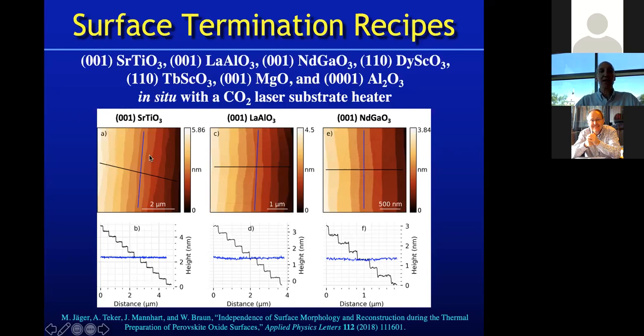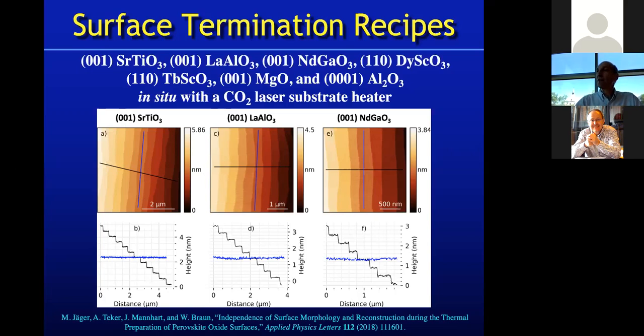Again, it's a smooth surface. It's even better if you look at the RMS roughness of the surfaces than what's been chemically achieved, and includes some additional new materials. And it also doesn't involve any of the nasty chemistry. So you put the substrate in, you zap it, and then you're ready to grow on this nice pristine surface. So I think this is a very powerful technique for the future.